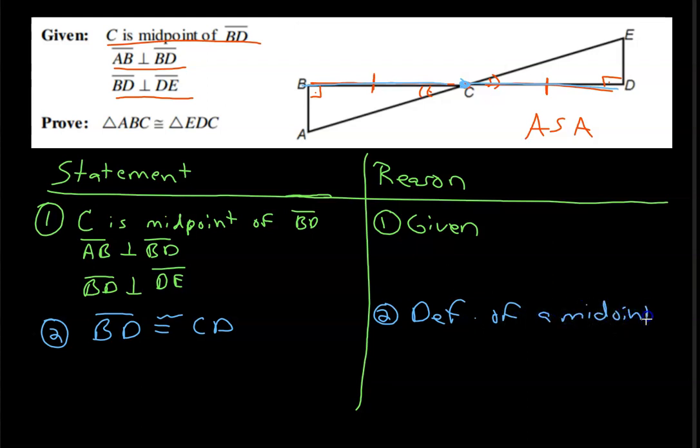All right. After that, I concluded, I'm going to call this angle 1 and angle 2, that angle 1 is congruent to angle 2. And the reason why they're congruent is because vertical angles are congruent.